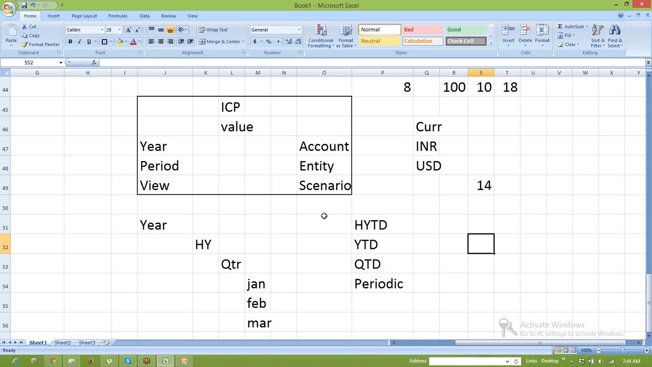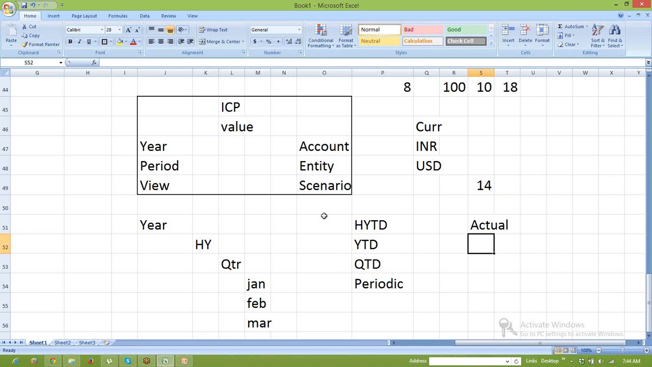Scenario dimension is nothing but what type of data you are loading into the HFM application, whether you load actual, budget or forecast, and whatever scenarios we have. Based on that we load the data into the HFM application. Apart from that, we have the custom dimensions.